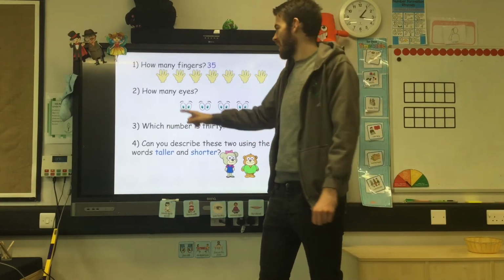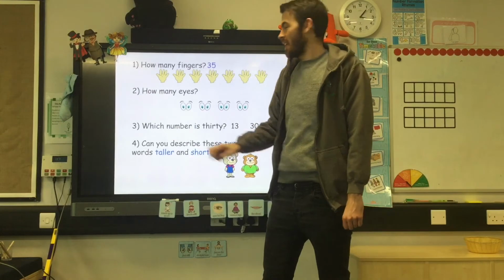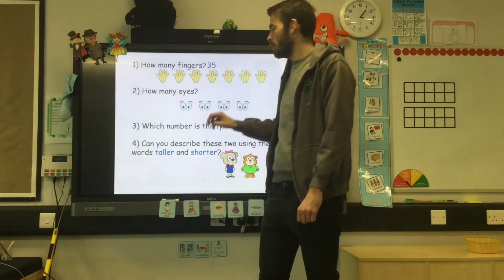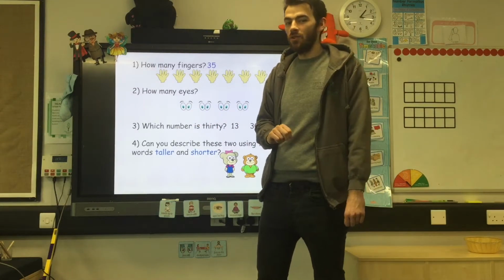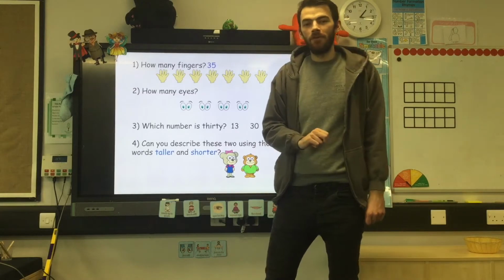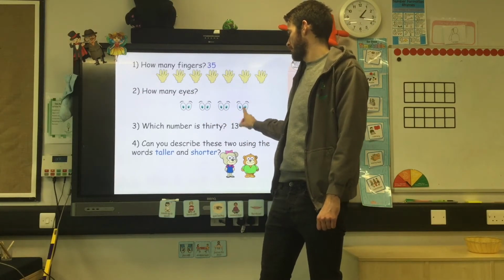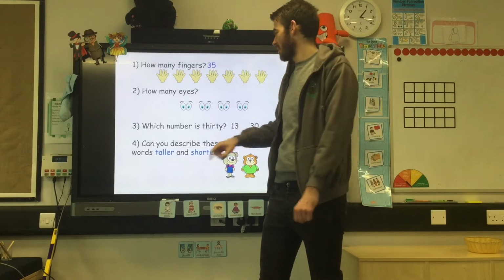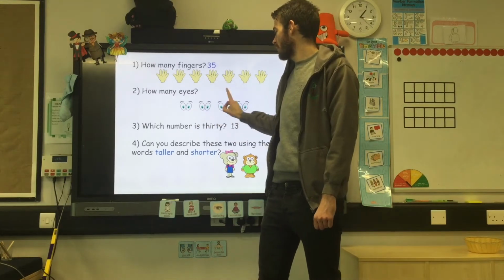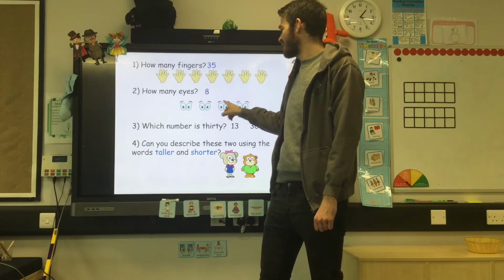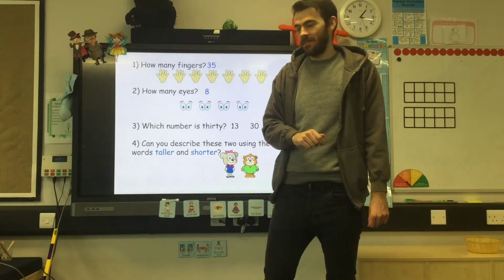Excellent. Now we're going to count how many eyes we can see, and they come in sets of 2, so we can count in 2s, in pairs. Are we ready? Okay, let's try it together. 2, 4, 6, 8. There are 8 eyes.